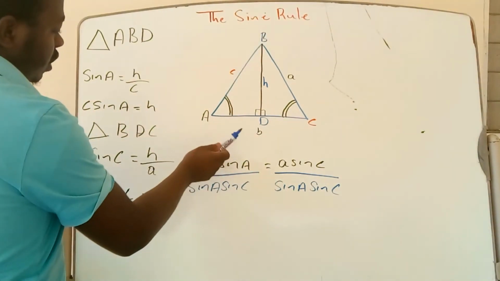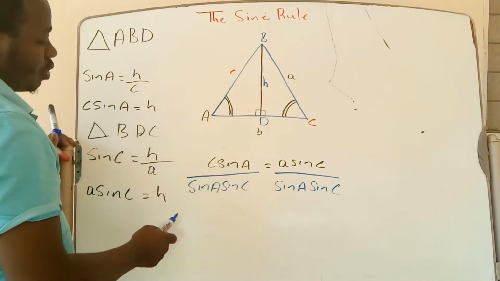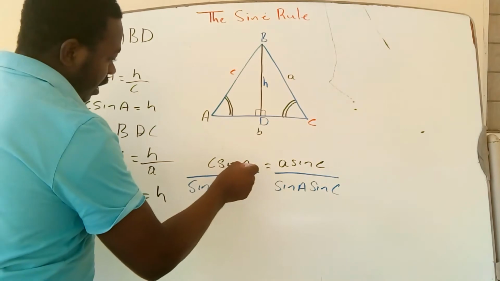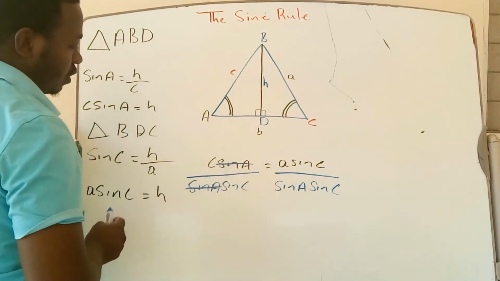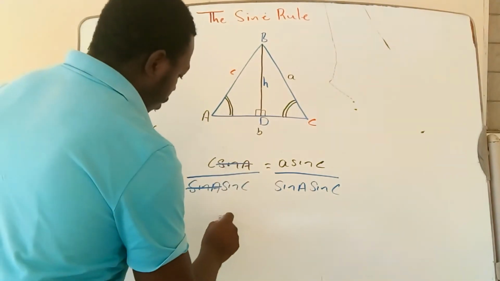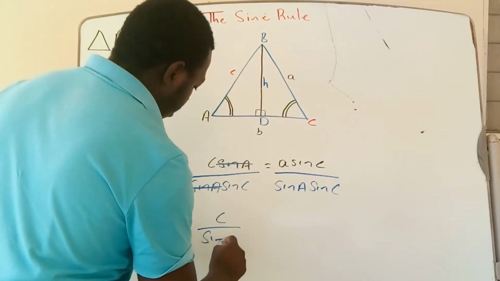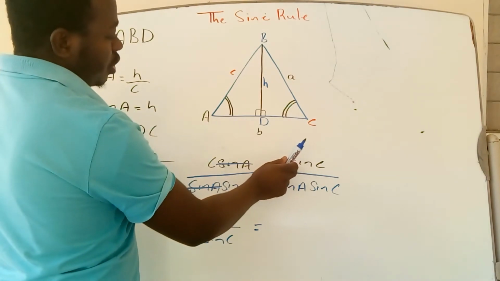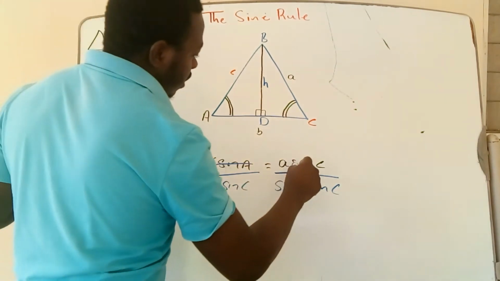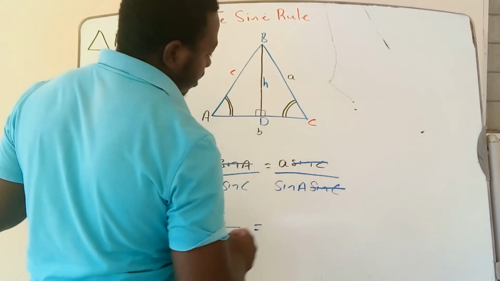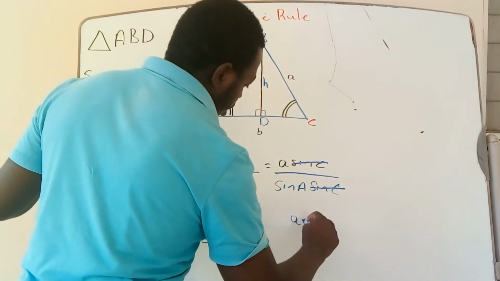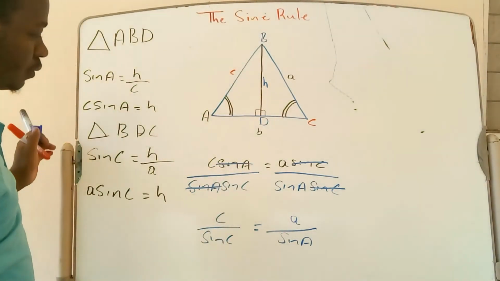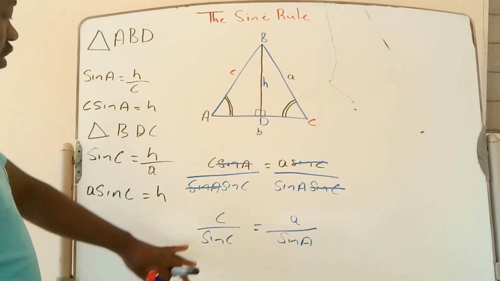What do you think is going to happen to this side? I have a sine of a in the numerator and I have a sine of a in the denominator. So this sine a cancels out this sine a here. What am I left with here? I'm left with c over sine of c equal to, I have a sine c in the numerator and a sine c in the denominator. So sine c takes out sine c. I'm left with a over sine of a, right?